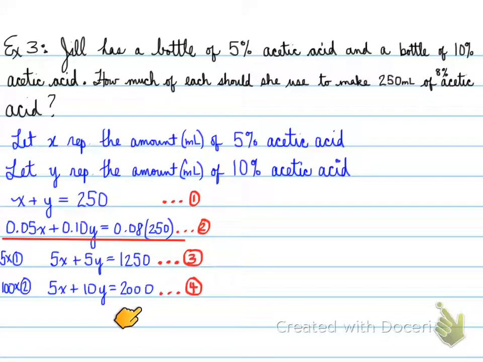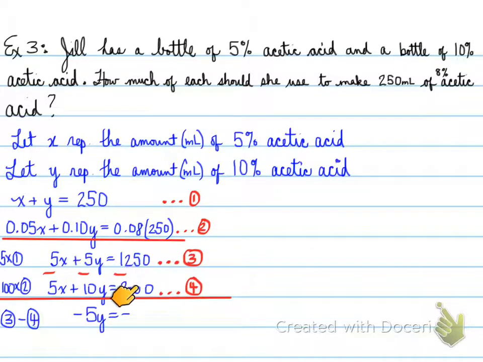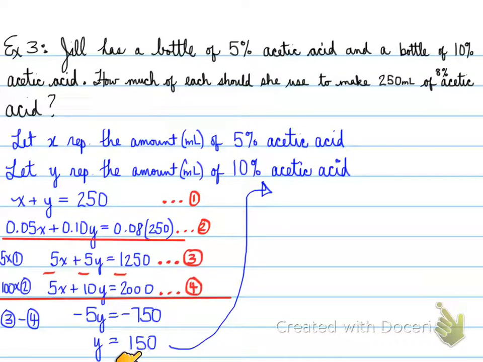So now we're going to take lines 3 and 4 and subtract them. So minus, minus, and minus. So 5x minus 5x is 0. 5y minus 10y is negative 5y equals 1250 minus 2000 is negative 750. Once we have this, we can divide by 5 and we get 150. So Y is 150 milliliters of 10% acetic acid.